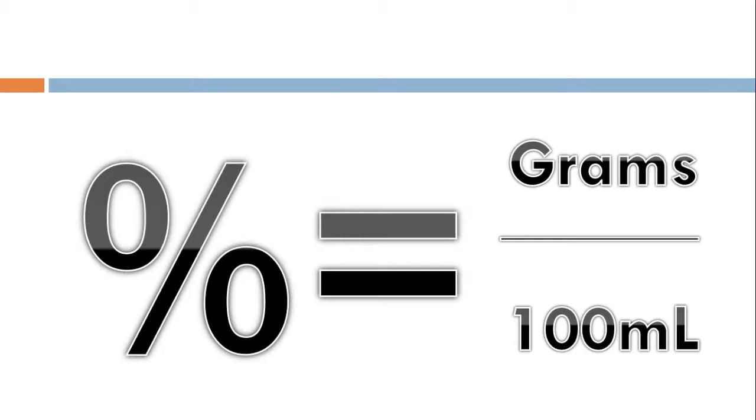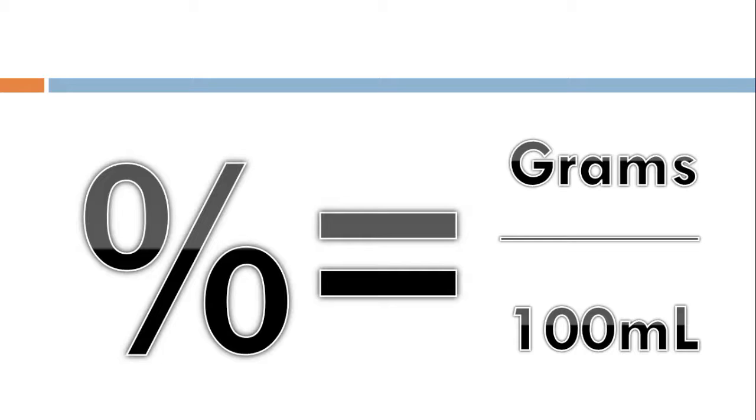Now, this particular way I'm showing it to you, it's weight per volume. I'm showing weight in grams divided by volume, and it's 100 mils. Always, a percentage is grams per 100 mils. If it was volume per volume, it would be mils per 100 mils. The key part here is the 100 milliliters on the bottom, and the top being usually grams or milliliters.